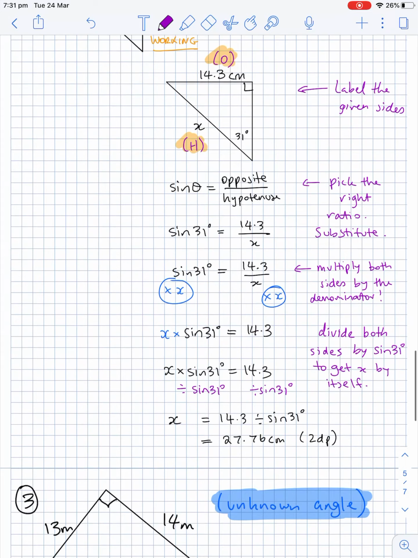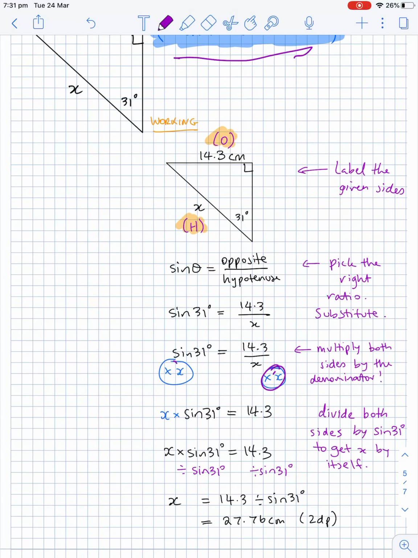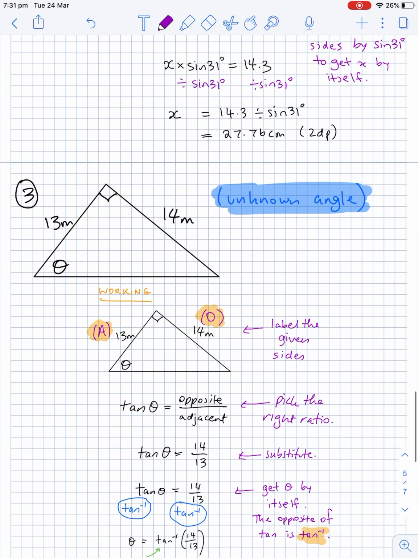Okay, so that is the situation when you've got x on the denominator. You have to multiply both sides by this x here because you have to remove that denominator. Really important to remember that.